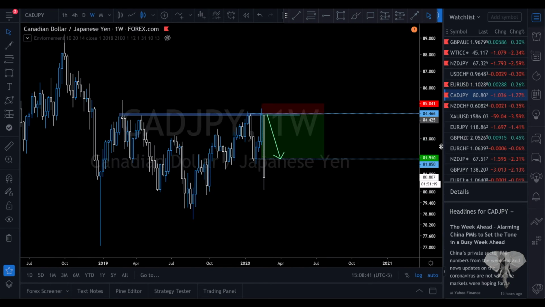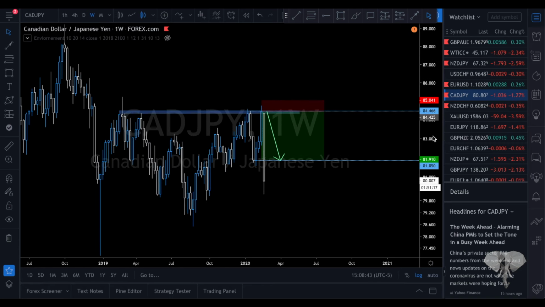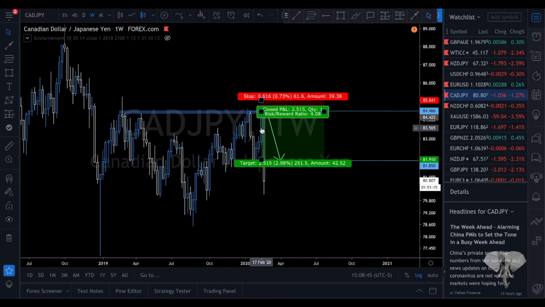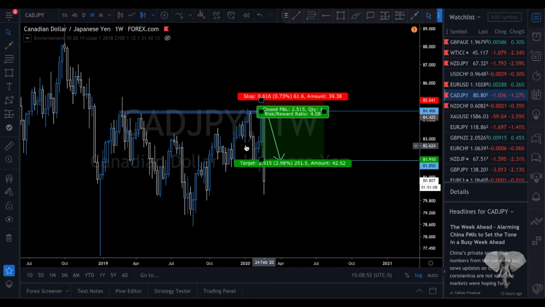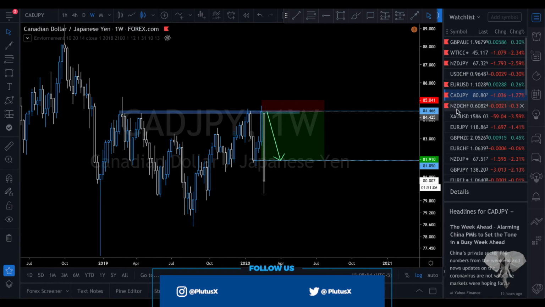And then we have Canadian dollar versus the Japanese yen. This was based purely off of structure, being tested several times, closing below it, and we shorted it, went straight to target, as you can see here.